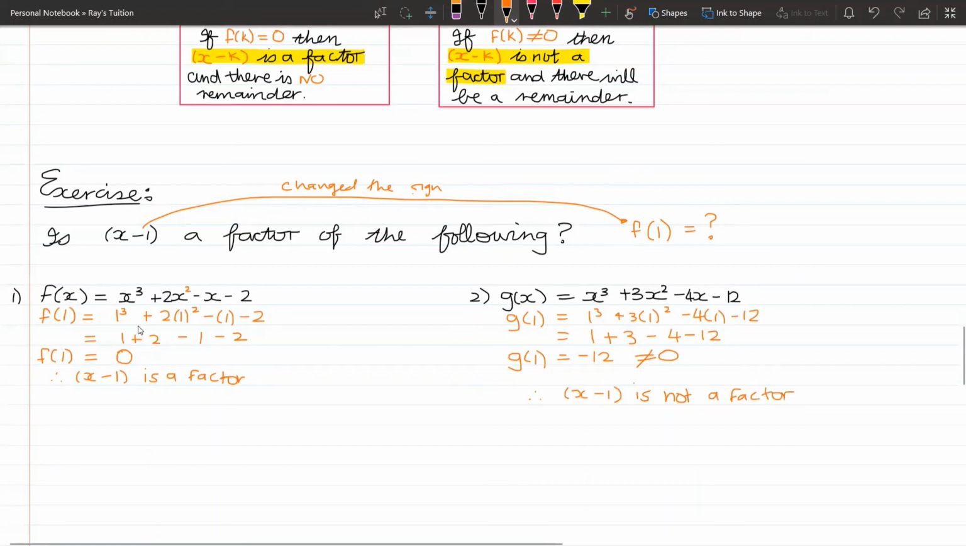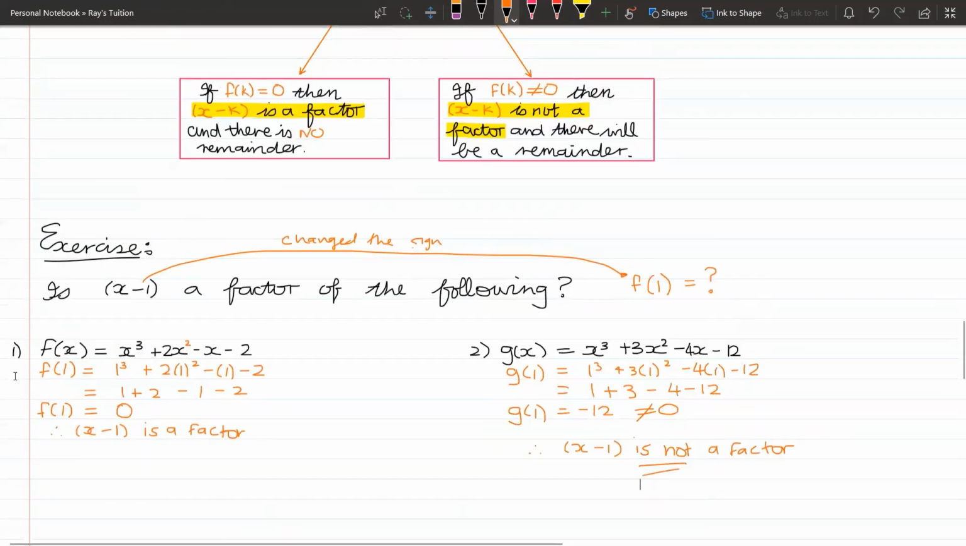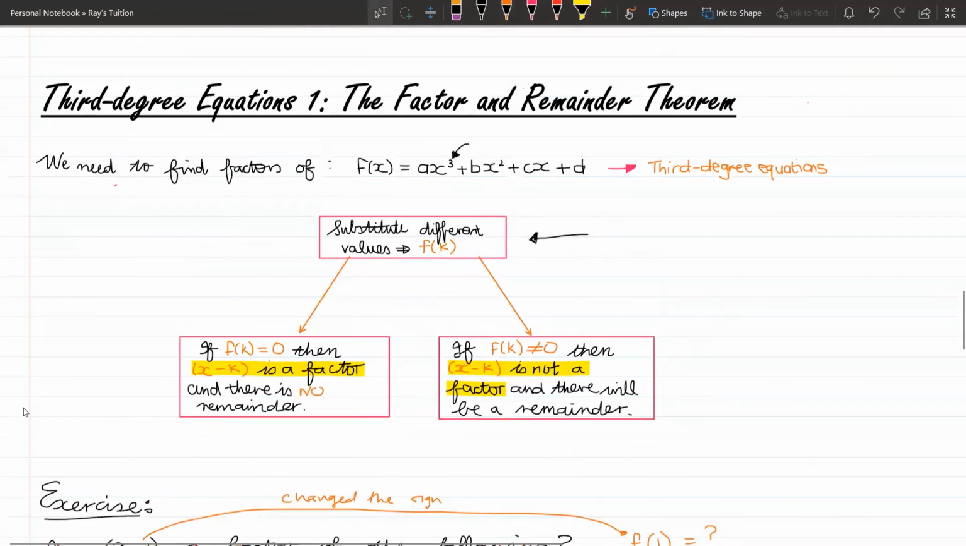I hope that you have understood this video on determining if something is a factor using the factor remainder theorem. It is a very important first step to solving cubic or third degree equations. Please watch the rest of our series for more information.